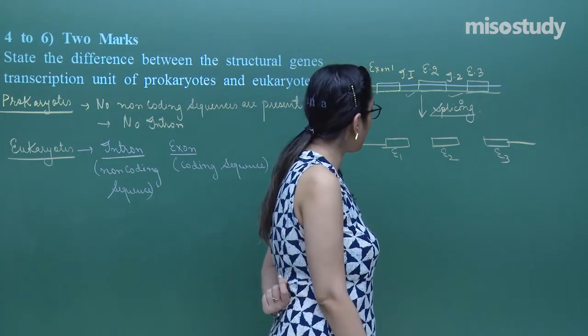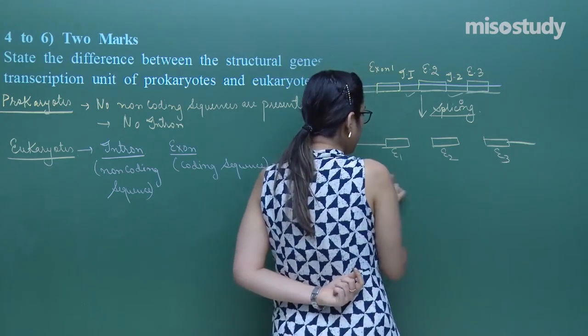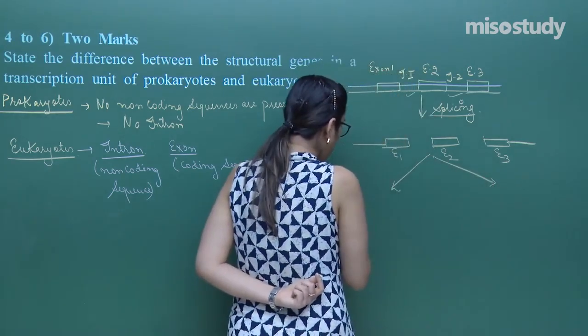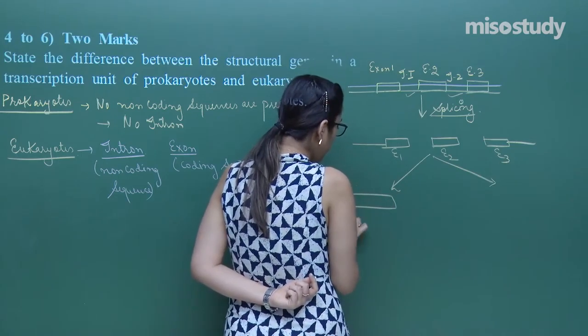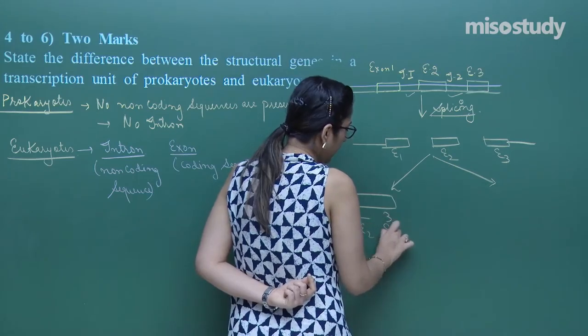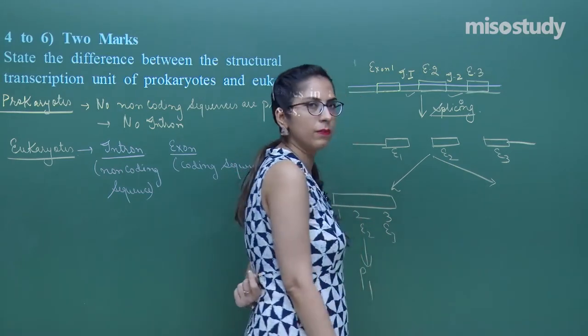Now what I want is that these exons should be joined. When they are joined, let's talk about certain situations. Suppose they are joined like this, in which the sequence is 1, 2, 3, E1, E2 and E3. The type of protein which is formed is P1.